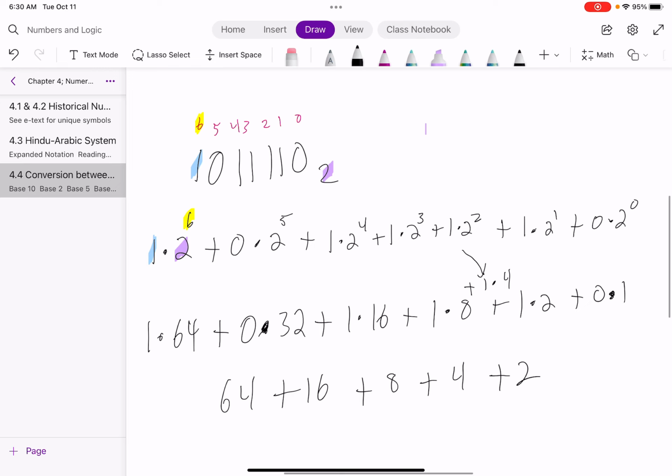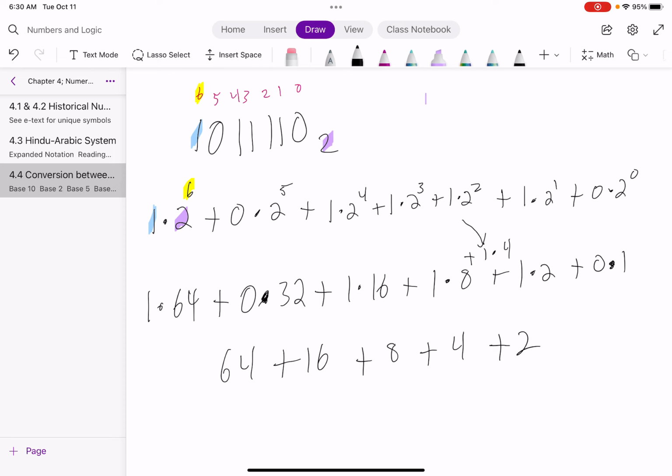And now, if I add these together, 64 and 16 is 80. And then plus 8 is 88. Plus 4 is 92. Plus 2 is 94. So our binary number we started with, 1011110 base 2, is 94, which means that if I brought up my table to the 94th place, that is the binary that is in that spot. So that would be much easier than doing that little table.